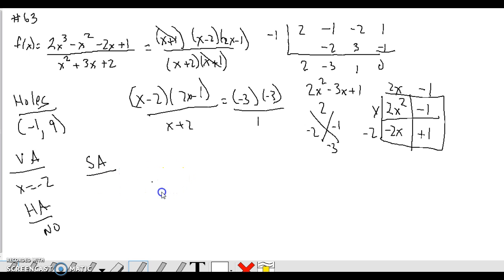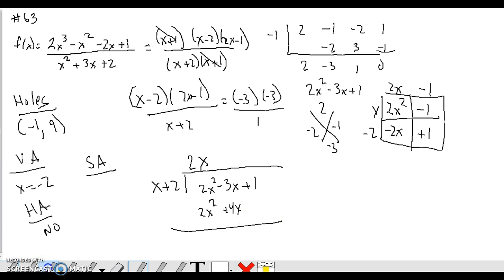So for the slant asymptote, let's just do x plus 2 dividing into 2x squared minus 3x plus 1. So 2x, my bad. And then this will be 2x squared plus 4x. Subtract, negative 7x, so this will be negative 7. Again, it doesn't matter what the rest of the numbers are because we don't care what the remainder is. So y is equal to 2x minus 7. So we can find our x-intercepts, find our y-intercepts. I feel like we've done that a lot for all of our problems.